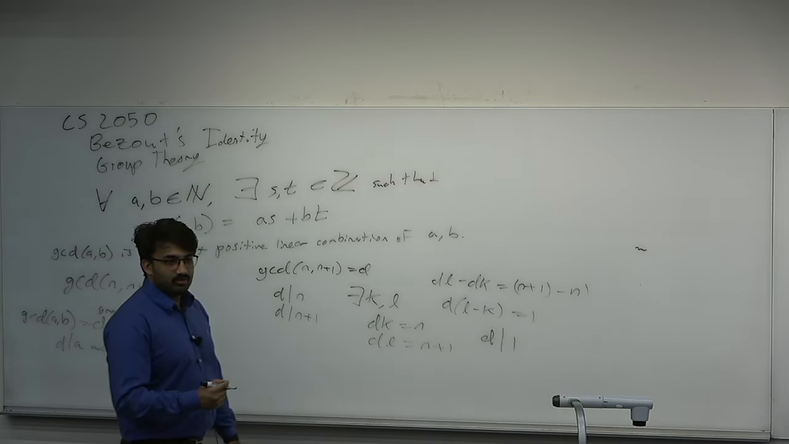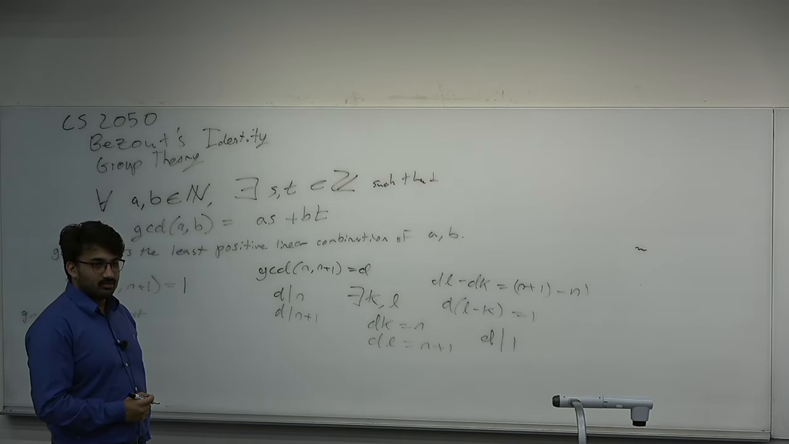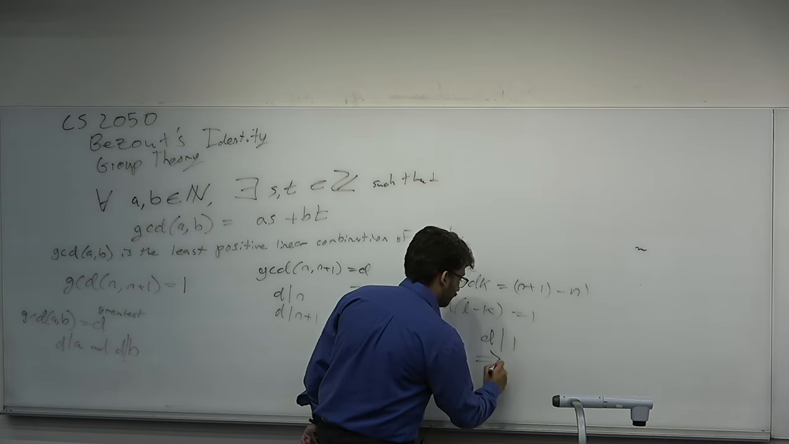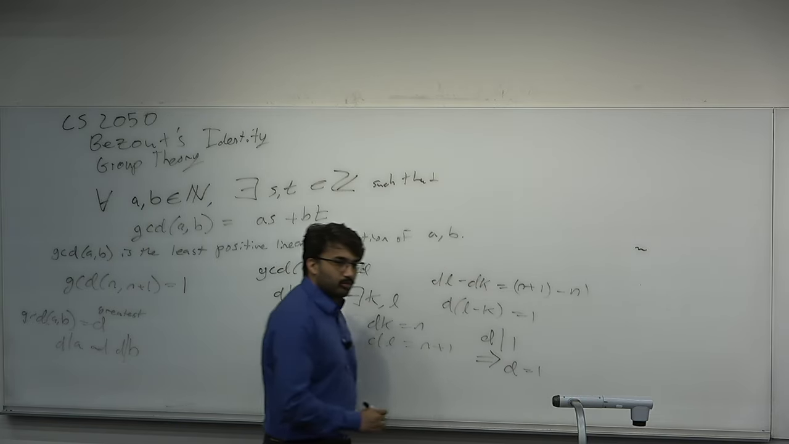What number divides 1? It has to be at most 1. And d must also be greater than zero, so therefore that implies d is 1. Kind of a rough proof, a quick proof.